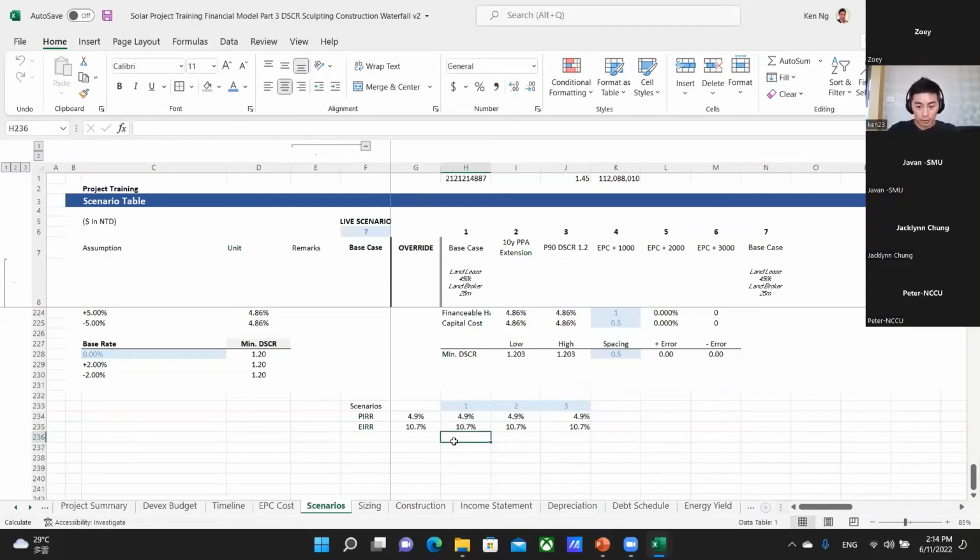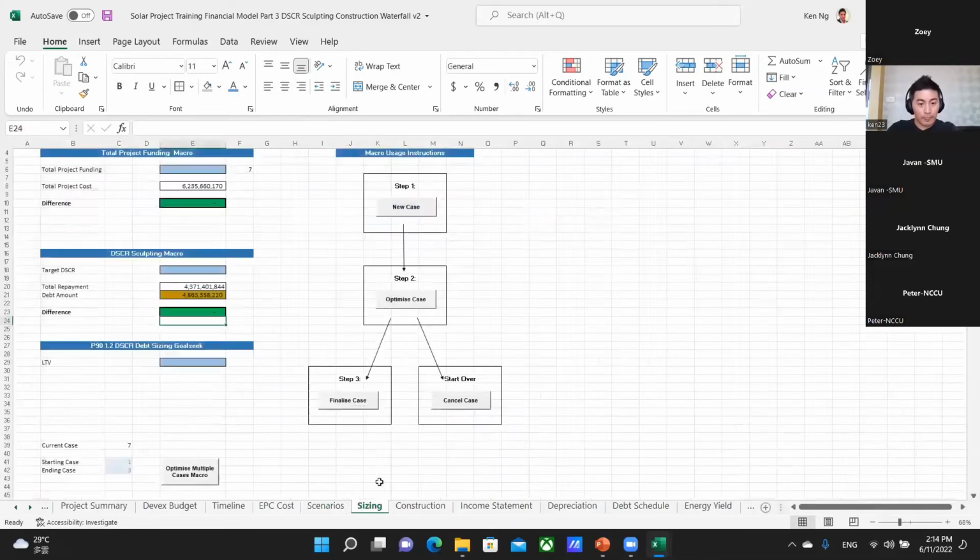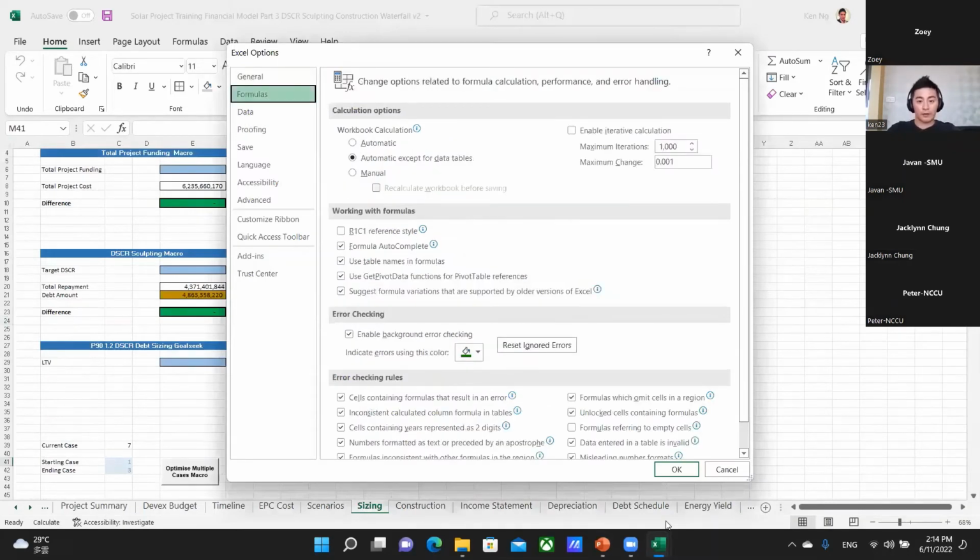Wait a second. So you can let the data table down here show you the results. Wait 1 sec. Is there still a circular reference in here? No, it's done.